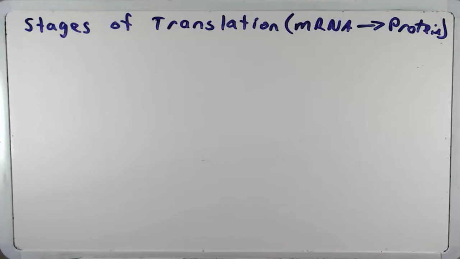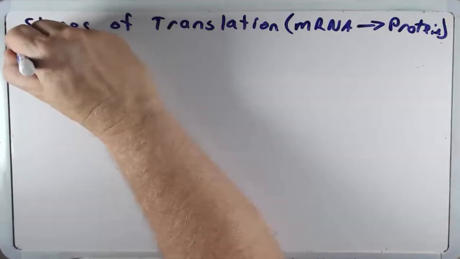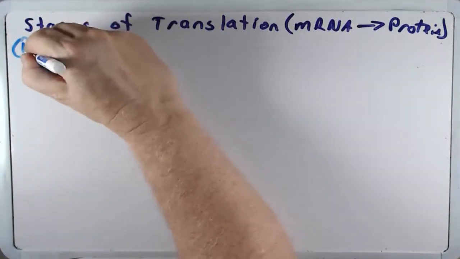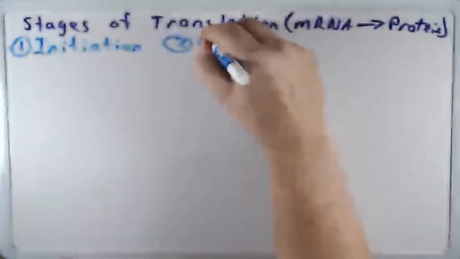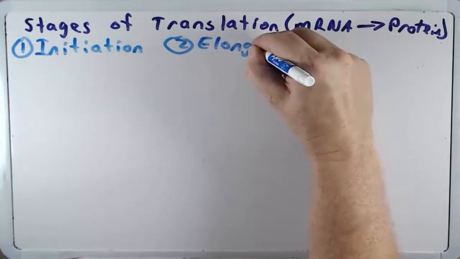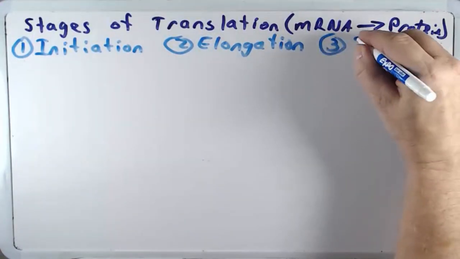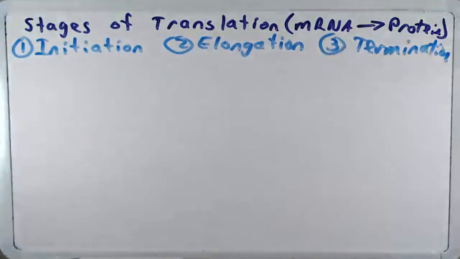As we described with transcription, the three stages are the same. We have initiation, elongation, and termination. Not necessarily fancy words, but very descriptive words of what they are accomplishing.